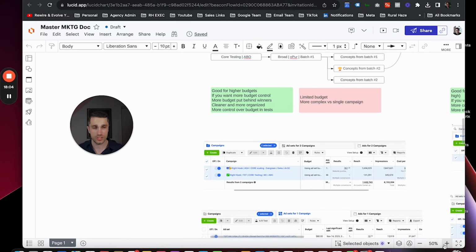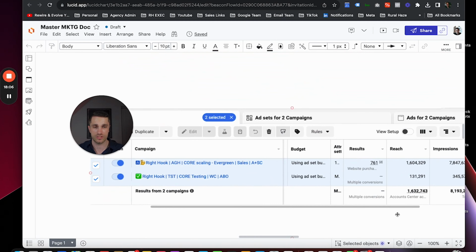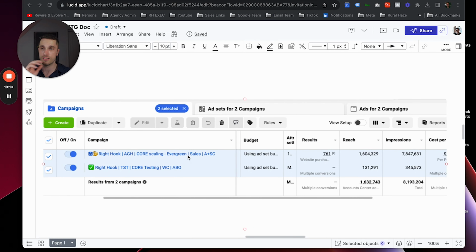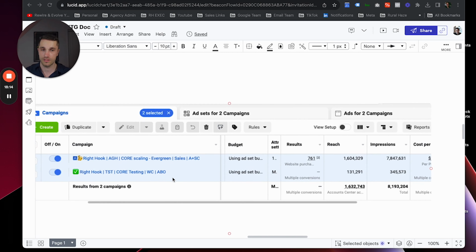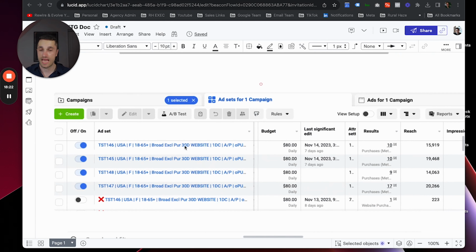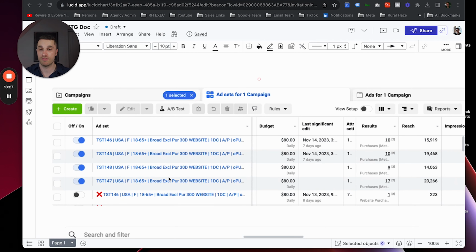Now, just to show you the spend receipts of what it looks like in real life. So here is an actual client of ours using the double campaign, which is this core scaling and core testing. As you can see here, we actually have two campaigns. One is an ABO and one is a CBO. Then inside the testing ad sets, so this is the testing ad sets I'm showing you guys, we have the different ad sets. Now they were testing each different batch test.